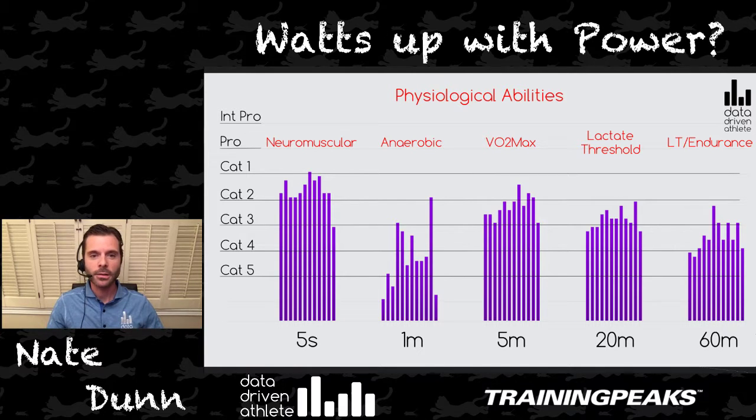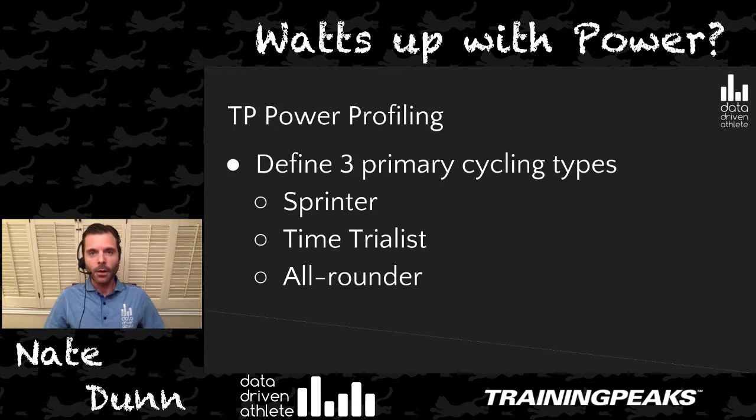So let's go to the next slide, please. There are some more specific ways you can break this down, but in general, the power profile chart is helping to identify three different primary cycling types, and that's a sprinter, time trialist, and all-rounder.